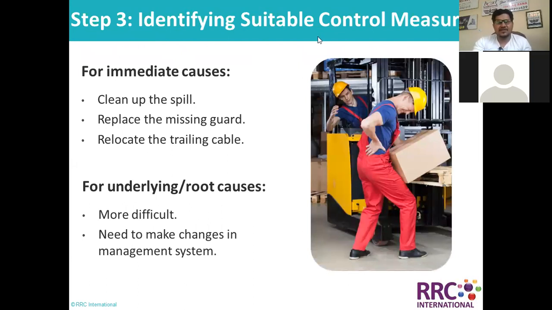Now, step three is identifying suitable control measures. Once your investigation is done, of course, you need immediate control measures and some planned control measures for the future perspective. So for immediate causes, what steps do we need to follow? Clean up the spill, replace the missing guard, relocate the trailing cable. And for underlying root causes, it's more difficult; we need to make changes in the management system. That is why we need to reconsider and review safety policies, procedures, training plans, daily inspection, a lot of things, to upgrade the system and make it more effective.